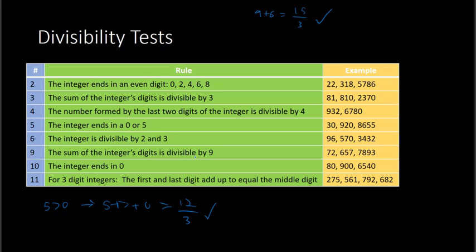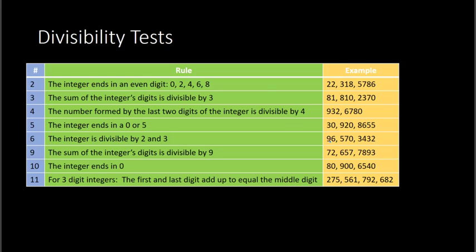Number 9 is similar to the number 3. So the rule to determine if you can divide a number by 9 is you add the digits. So for 72, you add 7 plus 2, and you determine if that can be divided by 9 evenly. In this case, yes, it can. So therefore, the entire number 72 can be divided by 9 as well.